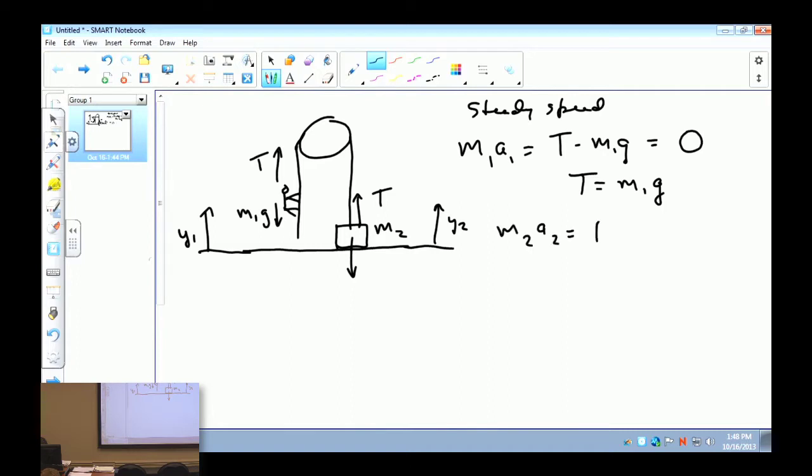M2A2 is T minus M2G. If that acceleration is also 0, right? T equals M2G. What's going on here? What is the tension in the rope? If he's just pulling up, he's not accelerating. Neither is the mass accelerating. And they both must weigh the same. Sorry? And they both have the same mass. They don't have the same mass. Well, right? Yeah, that would be the conclusion, right? But they don't have the same mass, right?